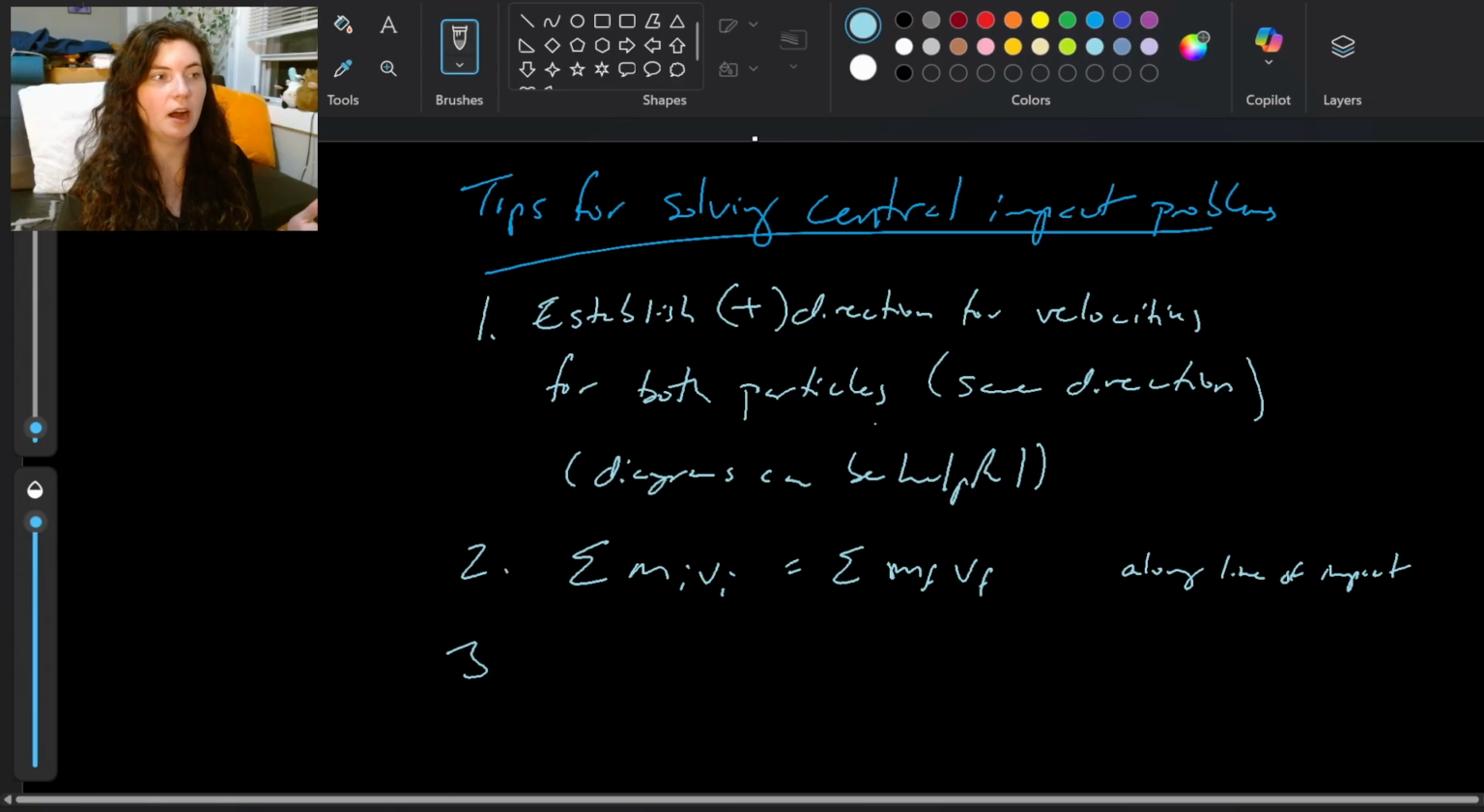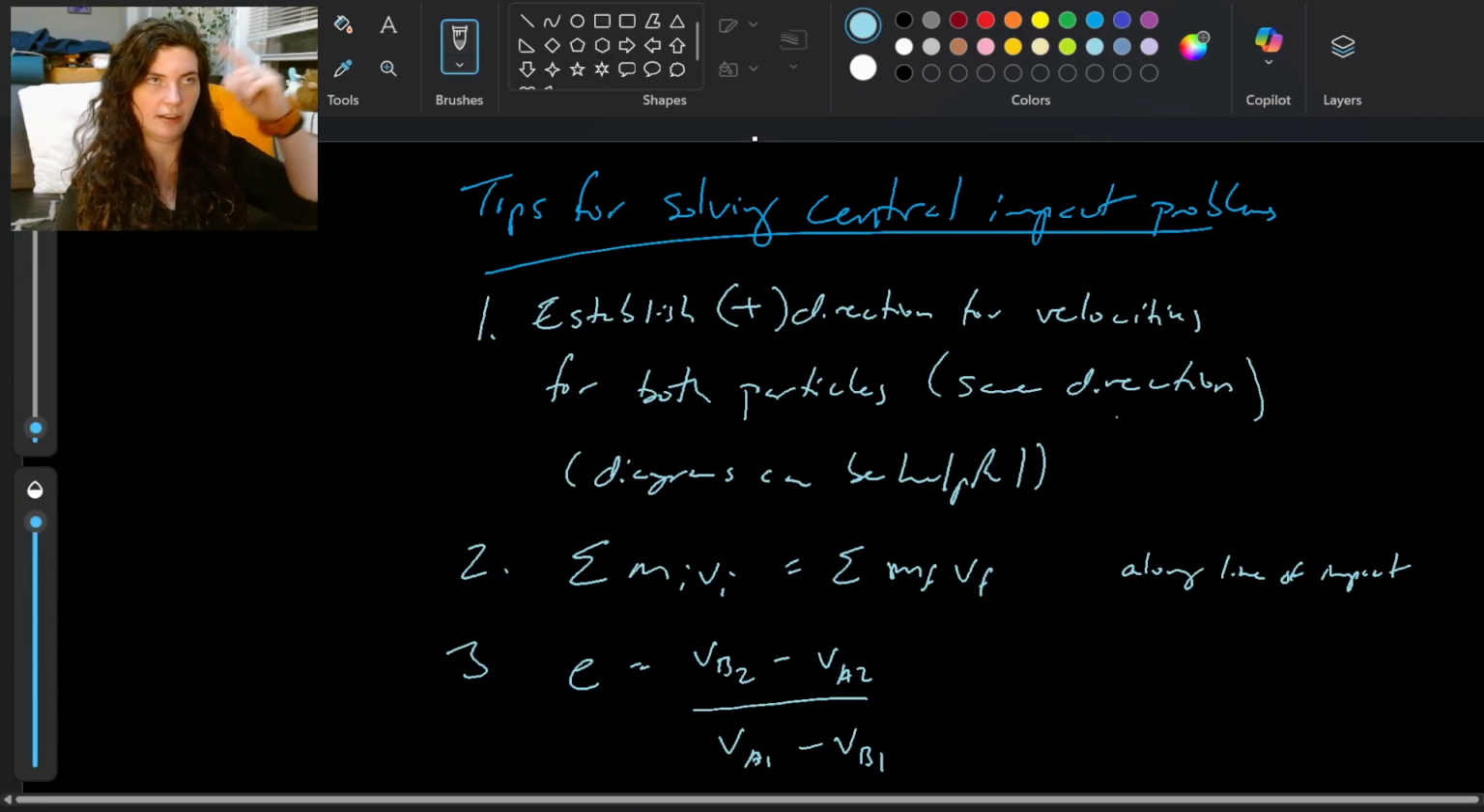Then we're going to apply our coefficient of restitution. So now we're going to use that coefficient of restitution, which is (vB2 minus vA2) over (vA1 minus vB1), again, those relative velocities of the after and the before. And usually these two equations are going to be enough to get you to solve the problem. But if there's something else you're missing, maybe you don't have an initial velocity, maybe you don't have velocities at all, you have positions and accelerations and things like that.